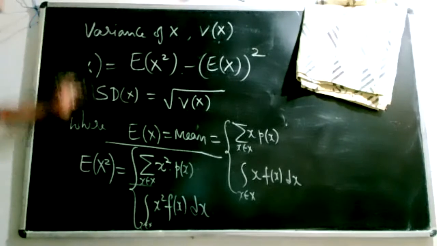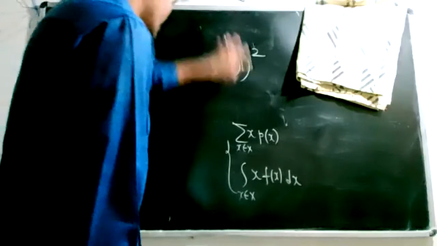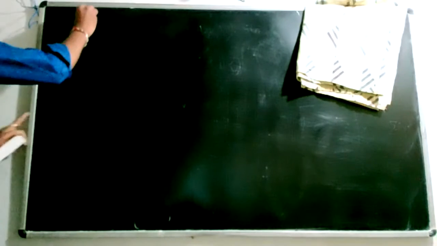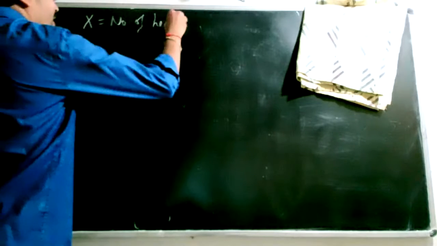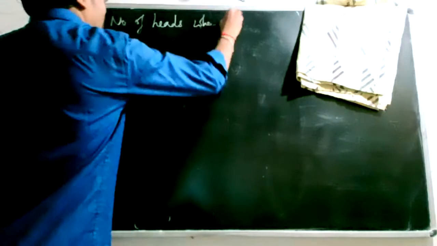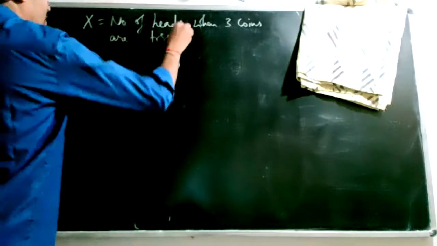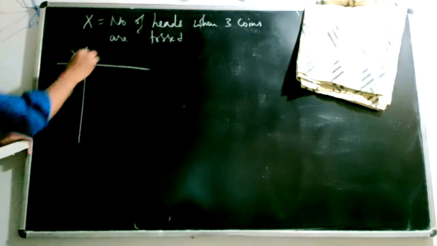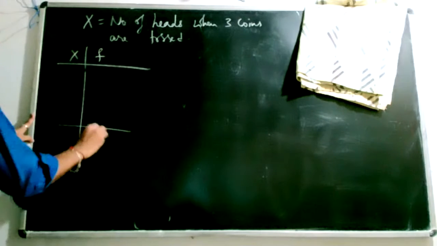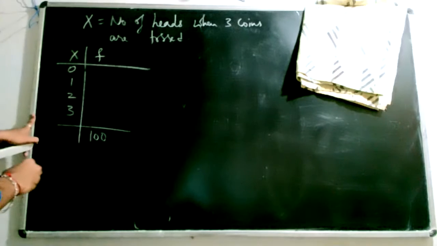So let us take a problem and obtain the variance now. Let me take the distribution of number of heads when 3 coins are tossed. Let me take the relative frequency approach. I have done the experiment, say, 100 times, and these are the number of heads.